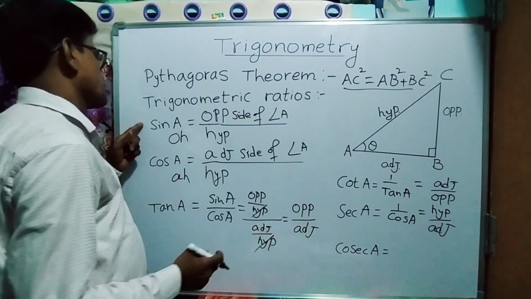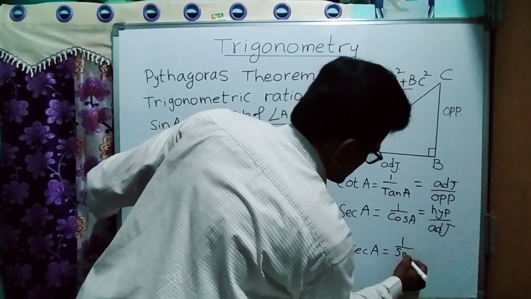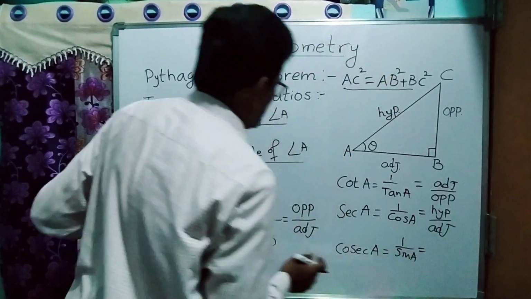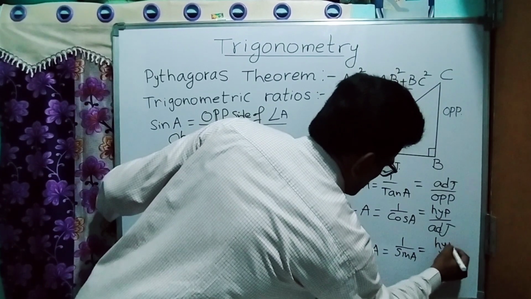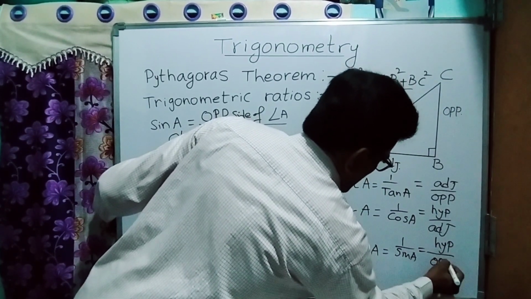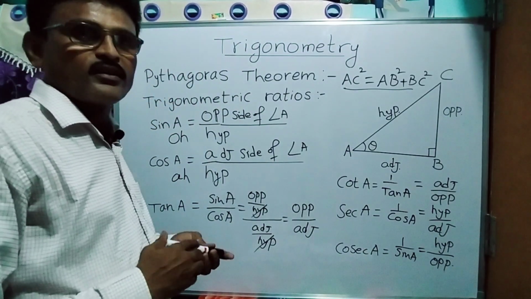Now cosecant is the reciprocal of sine. So what is cosecant? It is 1 by sin A. So here we learned opposite by hypotenuse, and here we have to write hypotenuse by opposite side of angle A. Okay. These 6 are trigonometric ratios.